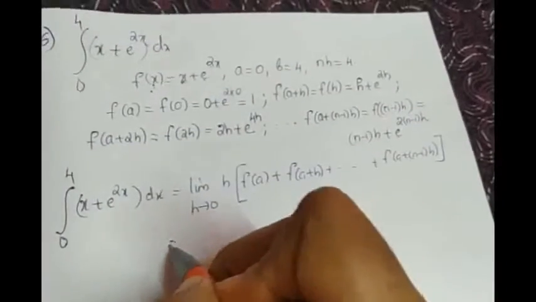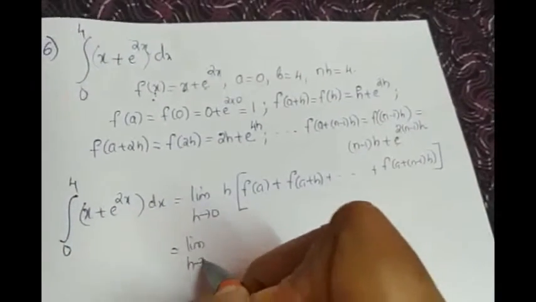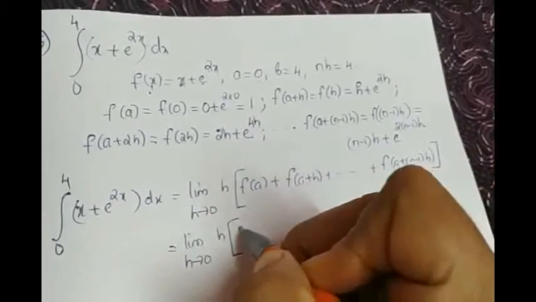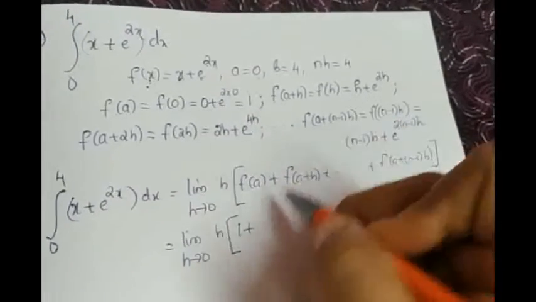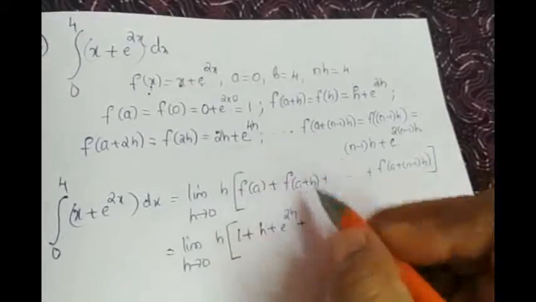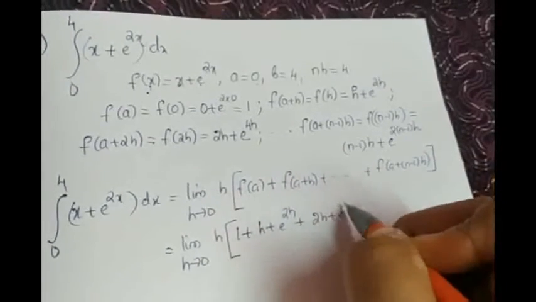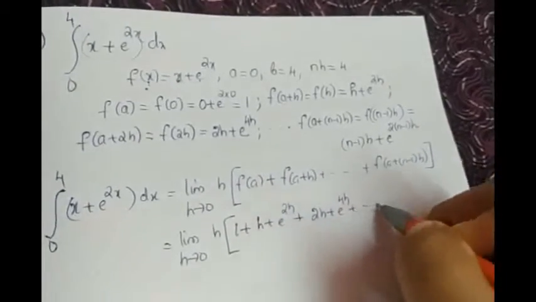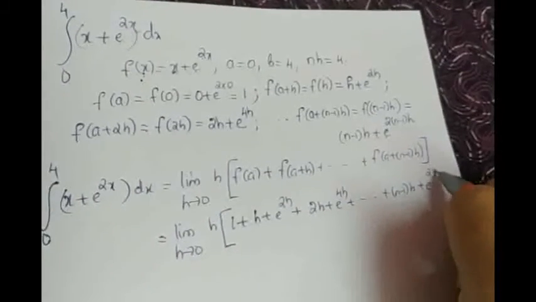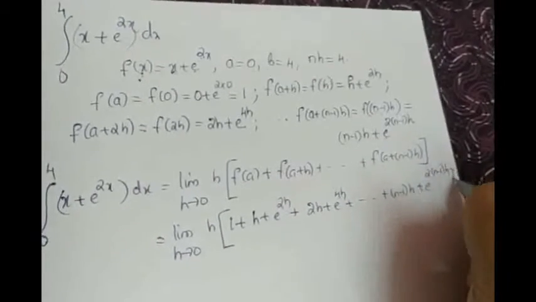That is equal to limit h tends to 0 of h into f of a. f of a is 1. 1 plus, what is f of a plus h? h plus e raised to 2h, plus the next term 2h plus e raised to 4h, plus etc. plus n minus 1 into h plus e raised to 2 into n minus 1 into h.